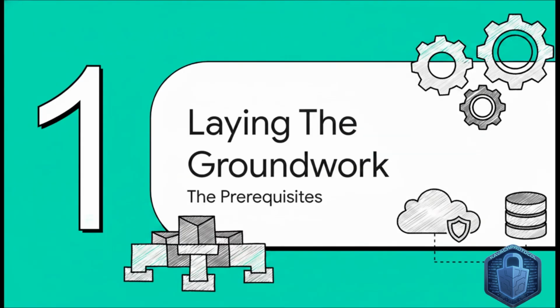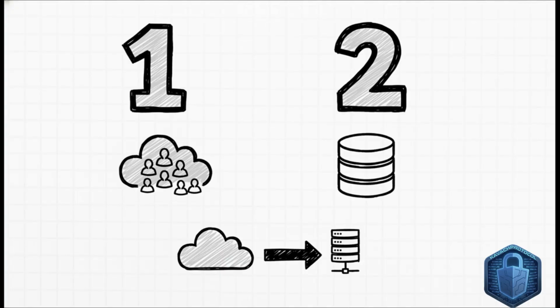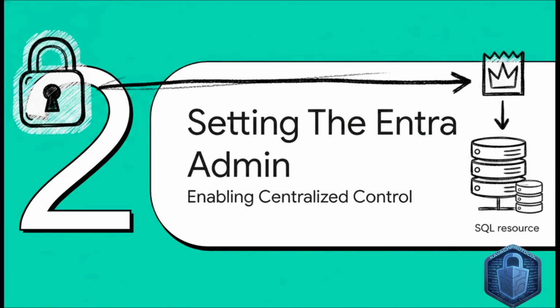All right, first things first, we've got to lay the groundwork. Before we click a single button in the Azure portal, we need to make sure all our ducks are in a row. And it really just boils down to two main things. First, you obviously need a Microsoft Entra tenant already set up with your users and your security groups. And second, you need an Azure SQL resource ready to go, whether that's a SQL database, a managed instance, or even Synapse. And here's a key point. It doesn't matter if your identities are purely cloud-based or if you're syncing them from your on-prem Active Directory. Either way works perfectly.